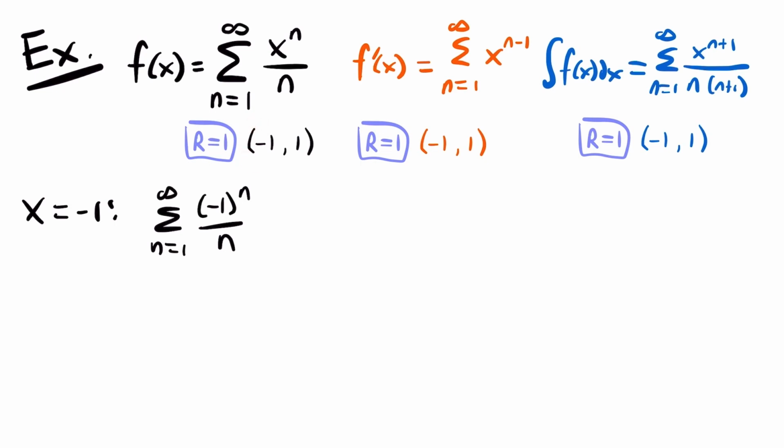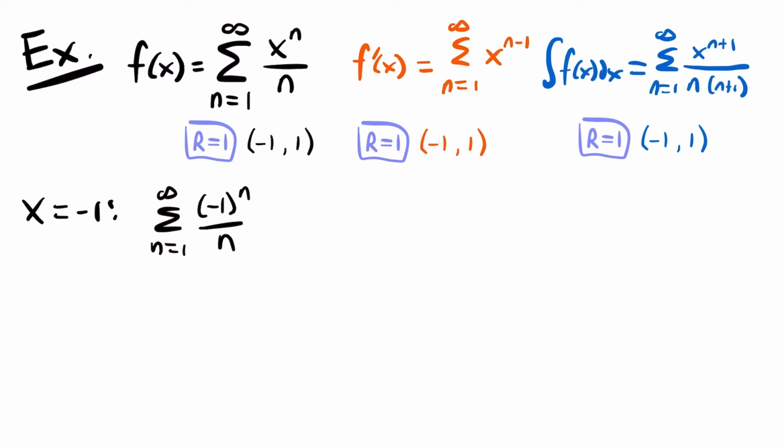All right, well, if you recognize this series, this is actually the alternating harmonic series because we have -1 to the power of n divided by n. The regular harmonic series is just 1 divided by n, but this is the alternating harmonic series, and this is a convergent series.